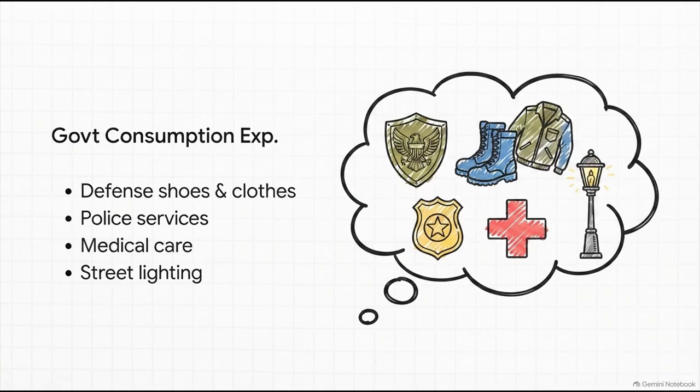But crucially, its consumption goes way beyond physical items. It funds what economists call collective consumption. You see, a private firm isn't going to find it profitable to sell street lighting to a neighborhood because you can't exactly charge people just for looking at the light, right? Because the free market won't adequately provide these kinds of non-excludable goods, the government steps in to buy them for us.